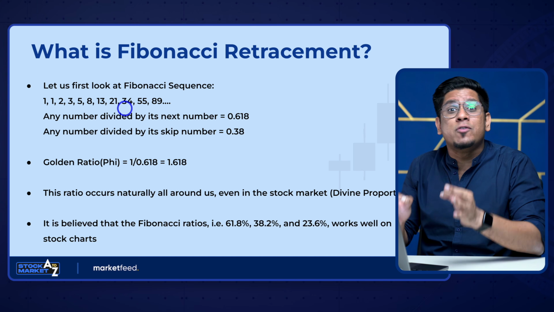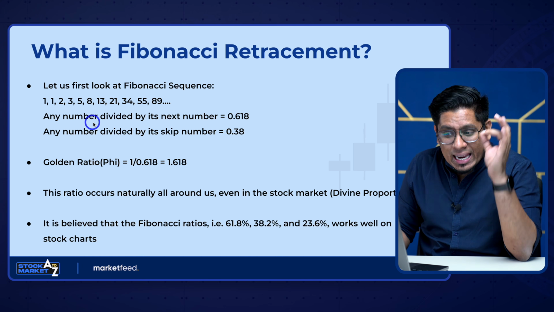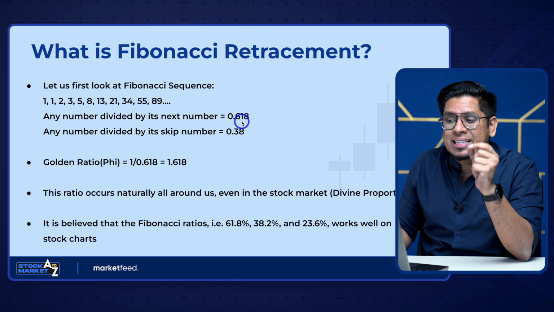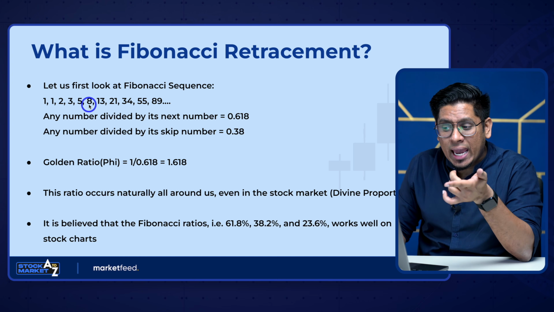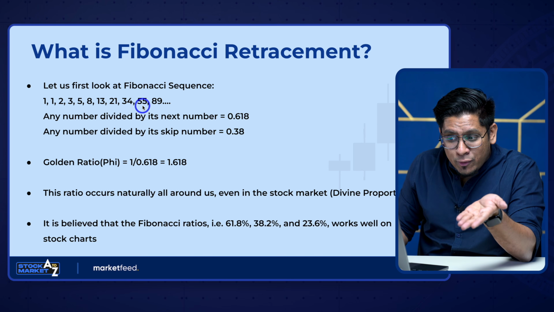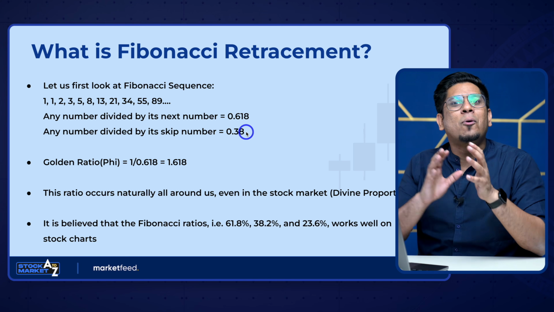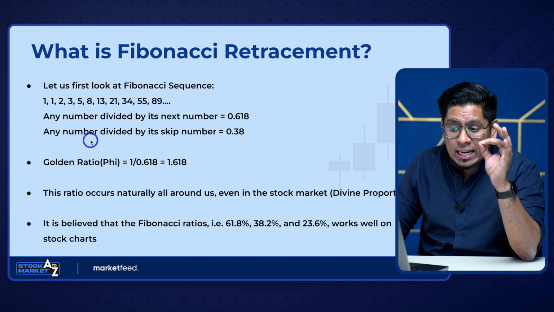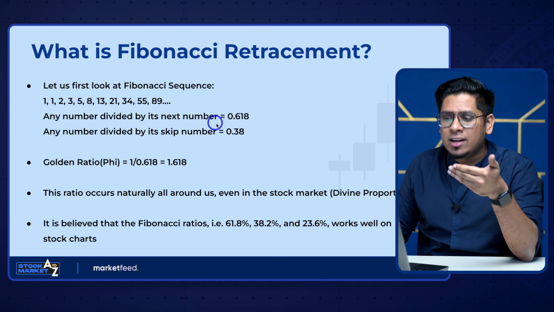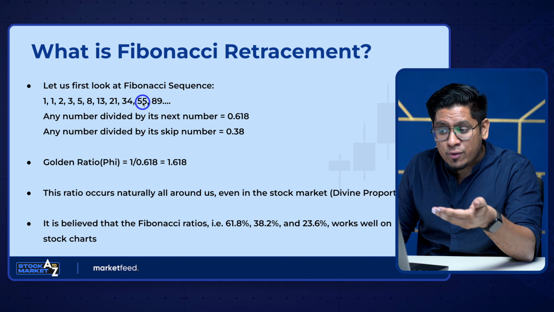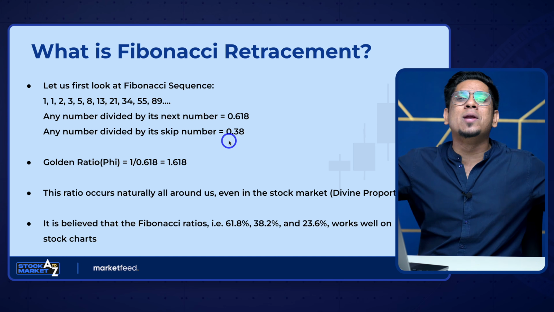Now, if you carefully observe the Fibonacci sequence, there is a magic hidden in it. What is it? If you divide any number by its next number, you'll get 0.618. Any number by its next number. For example, if you divide 5 by 8, you'll get 0.618. Say you divide 55 by 89, you'll get 0.618. You divide 21 by 34, you'll get again 0.618. Just like that, if you divide any number by its skip number, you'll get 0.38. That is, if you divide 5 by 13, you'll get 0.38. If you divide 21 by 55, you'll get 0.38. So that magical consistency is maintained throughout the Fibonacci sequence.